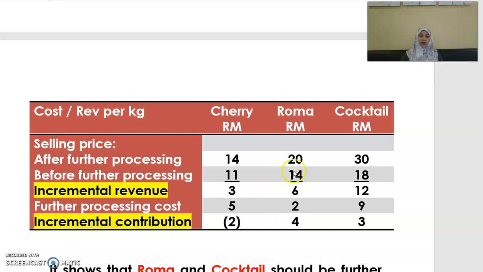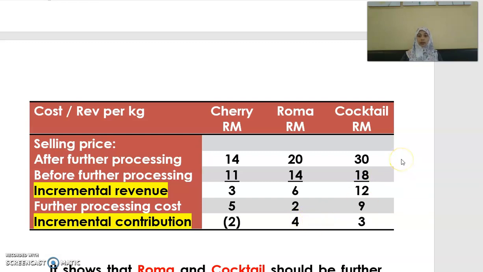What about Roma? After further processing, you will sell it at 20 ringgit per kg. If you do not process it further, you will get only 14. So that gives you an incremental revenue of 6. The further processing cost for Roma is 2. So 6 minus 2 gives 4. So 4 is your incremental contribution.